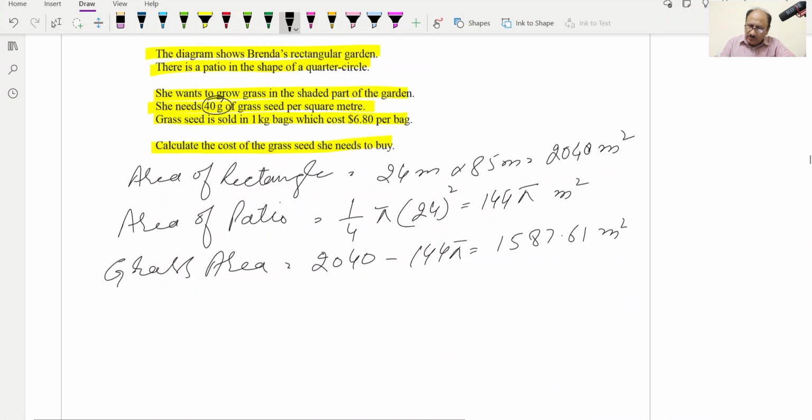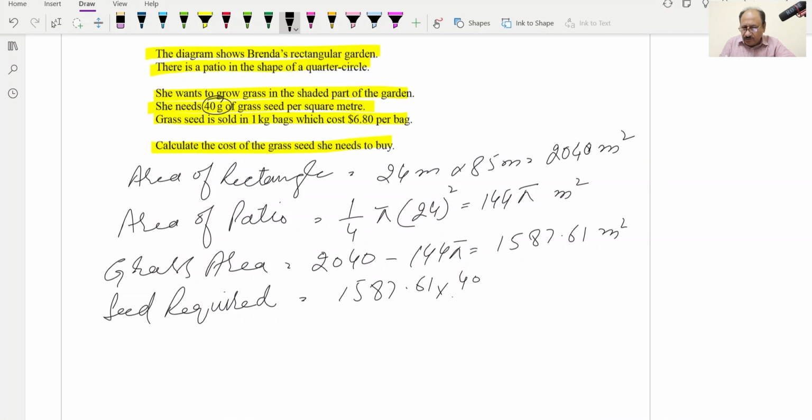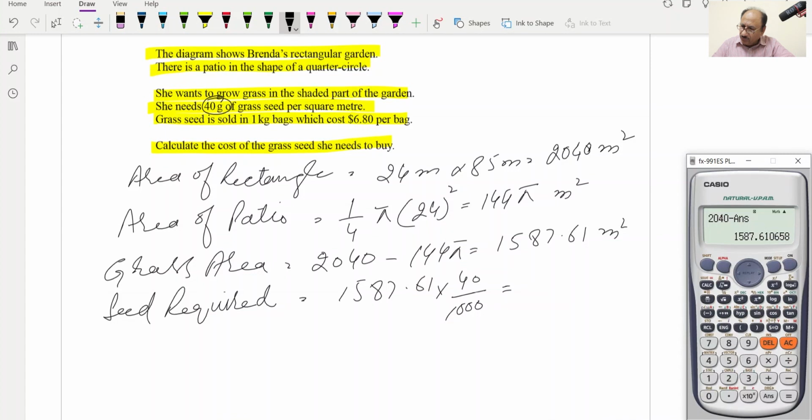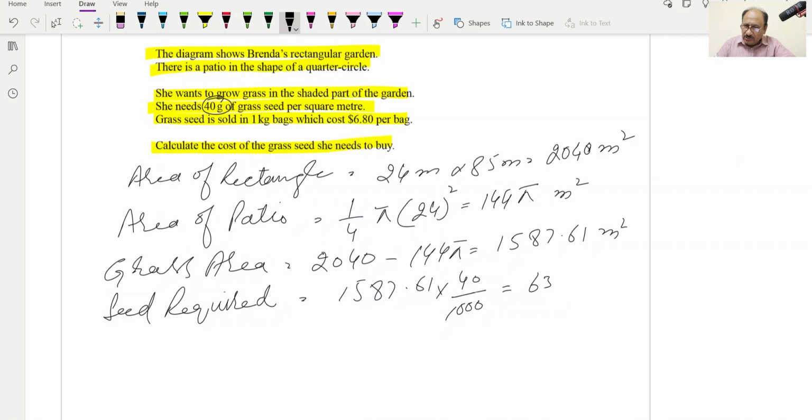Now 40 grams of grass seed per square meter. So how many kilograms of seed will be required for this area? Seed required will be equal to 1587.61 multiplied by 40 over 1000. We are changing 40 grams into kilograms. And this will be equal to 63.50 bags.